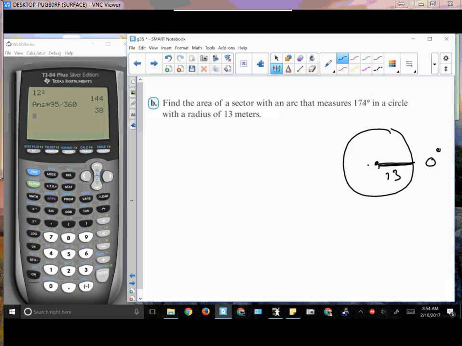So 174 degrees, where should that be? How far is it halfway around the circle? Almost. Okay. 180 degrees goes around the circle, right? 174 is almost half, so I could probably be looking at something like this. Is that reasonable for you? So we got 174 degrees.